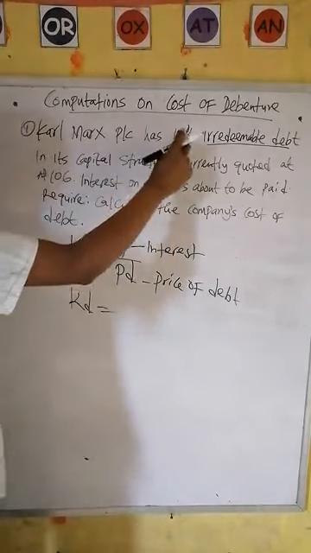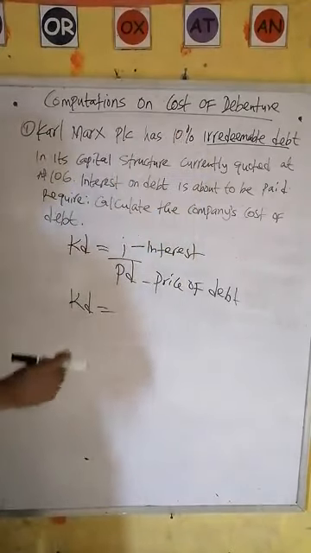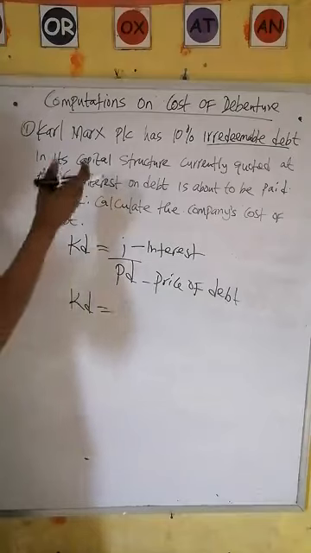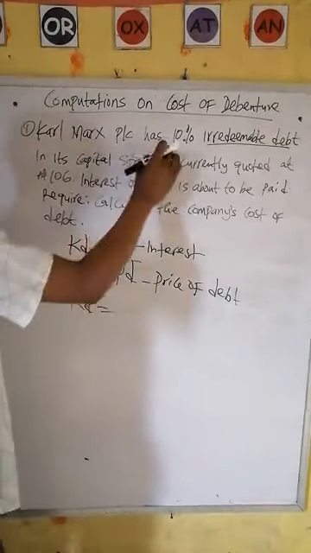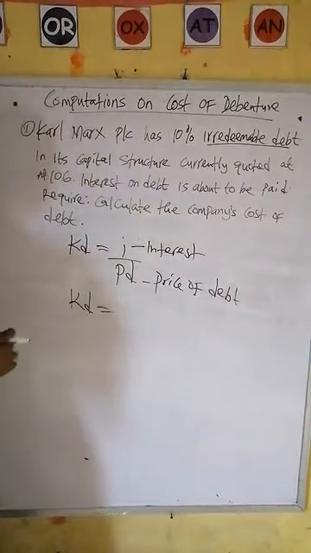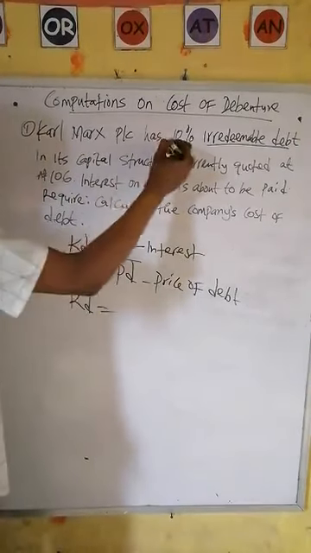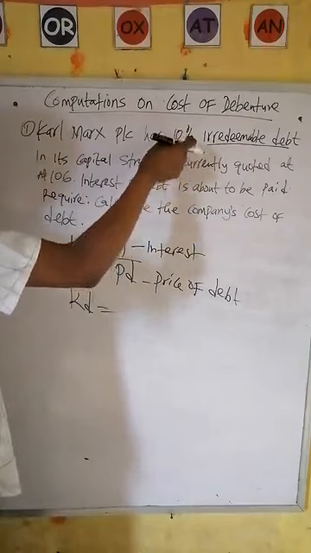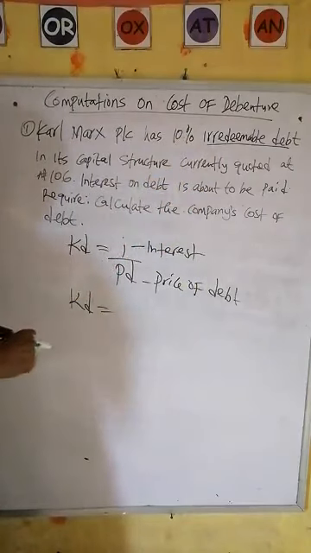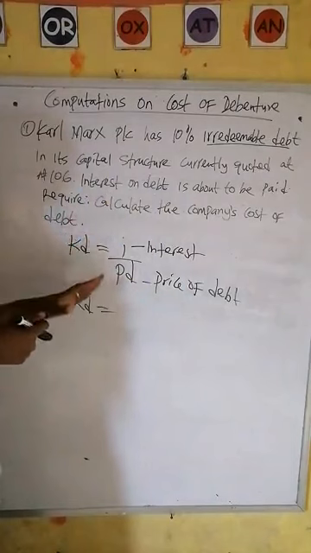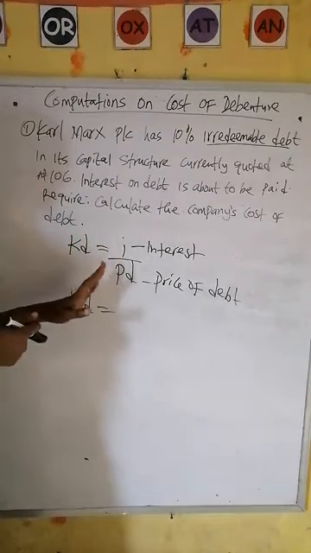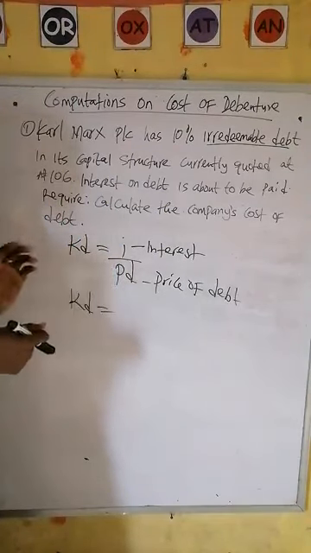Camex PLC has 10% irredeemable debenture in its capital structure. So our interest here is 10%. But the question we need to ask ourselves is: 10% of what are we talking about here? When we say 10%, it's supposed to be 10% of a particular amount. The nominal value of the debenture is usually quoted at 100 naira.